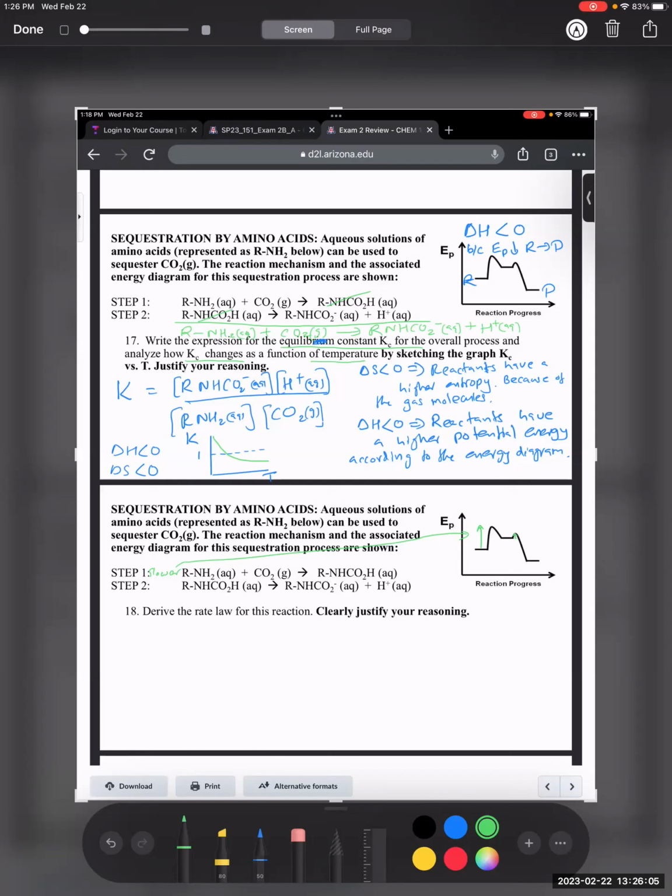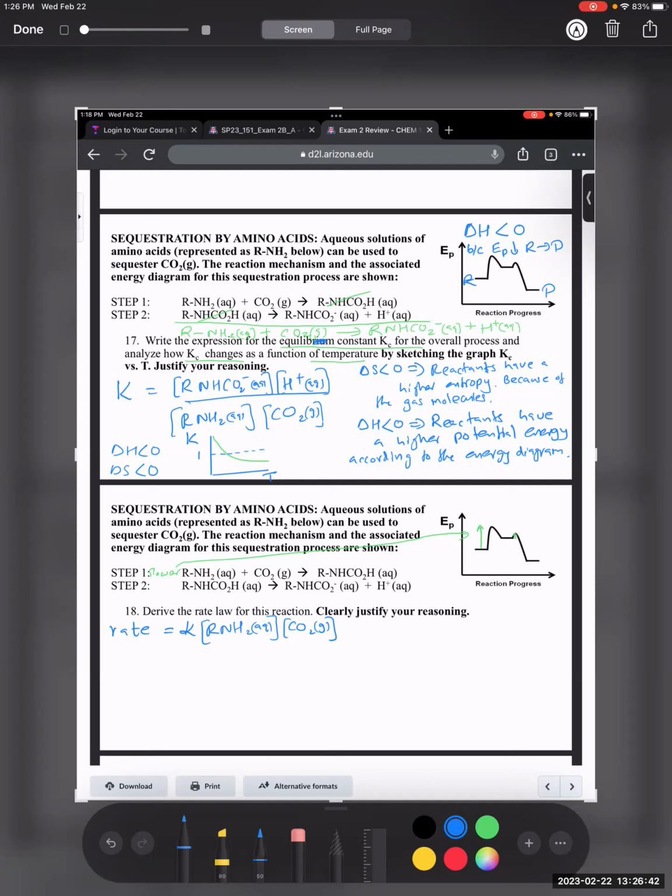Okay, anyway, now with that, we know that the rate of the overall reaction is determined by the first step, the slower step. Therefore, we can write the rate law for that. The rate law for the first step should be the rate law for the entire reaction. And rate is equal to the rate constant times RNH2 (aq) times CO2 gas concentration. Okay, that should be the rate law for the entire reaction.